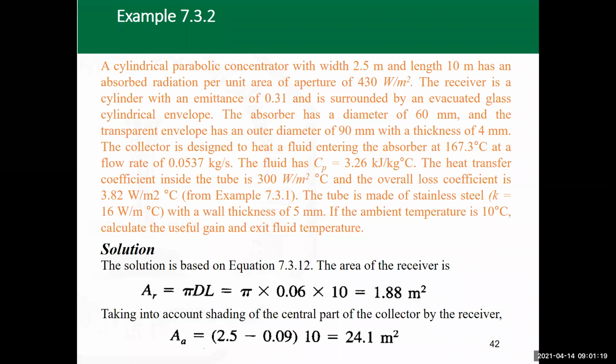So the effect of the shade here is going to be considered, and the width is 2.5. The outer cover diameter is 0.09. So we're going to subtract this from the width, multiplied by the length. So we get an area of 24.1 meters squared. This is the unshaded area.